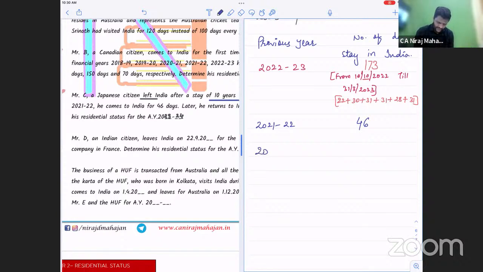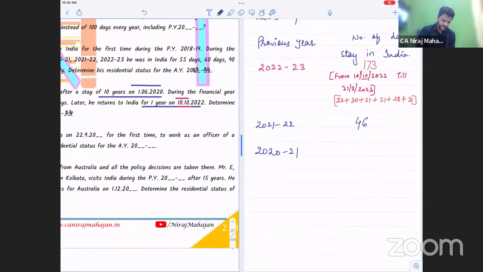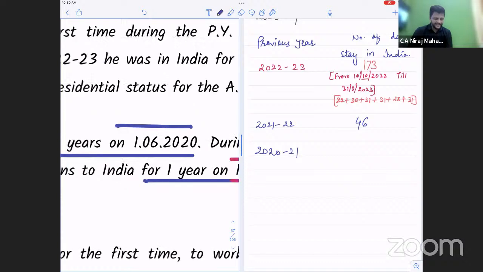What about the earlier year, 2020-21? Check now. He was in India till 10th June. Yes or no? So we'll take from what day to what day? 1st June, not 10th June. Sorry, 1st June, I said 10th. So he was in India till 1st June. So write the days also.